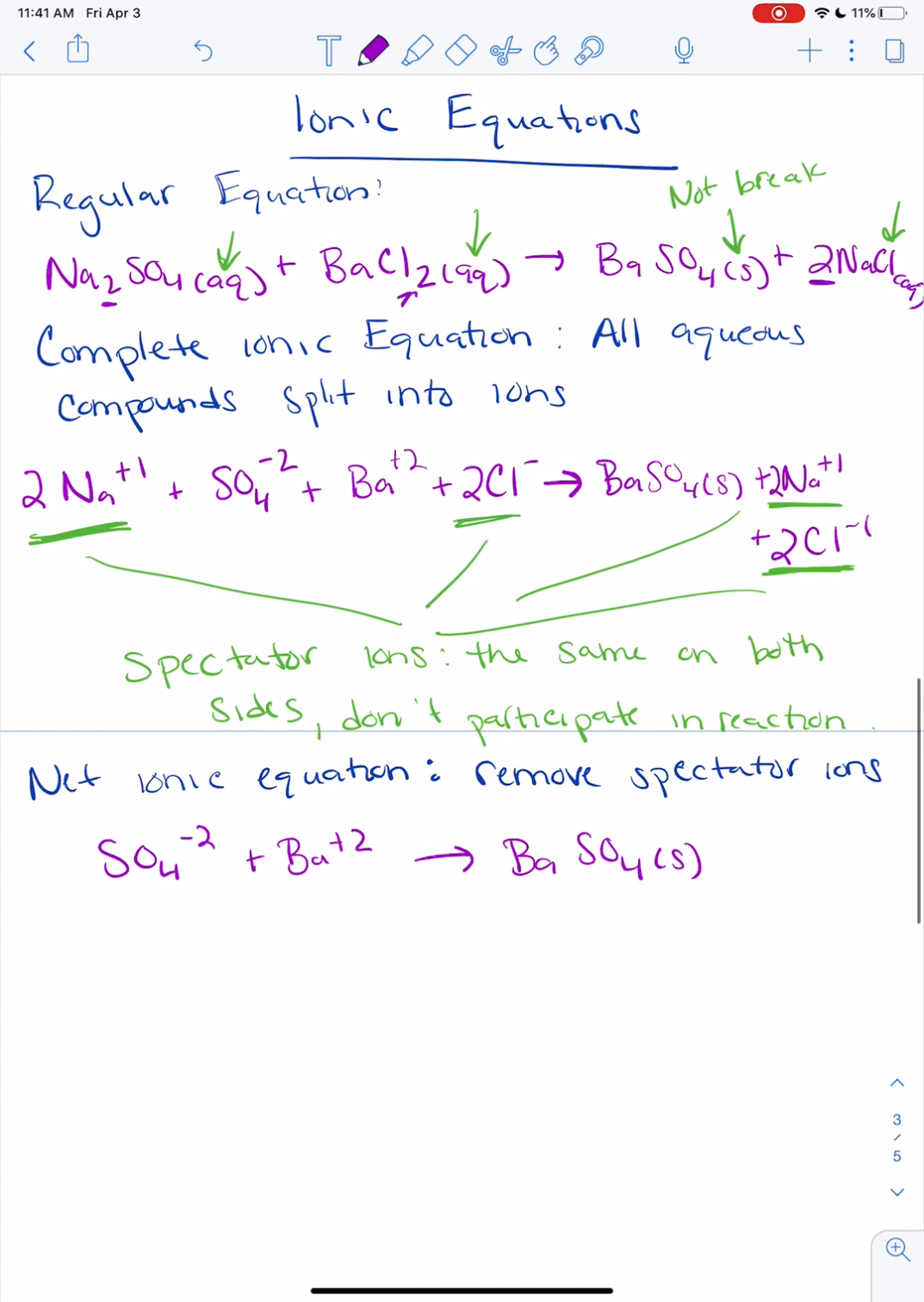So we took our regular equation, we broke them into all of the ions. Anything that was aqueous, we broke into the ions. We checked we had the right charges and the right number of ions. We identified our spectator ions as the ones that are the same on both sides. And then we remove them to write our net ionic equation. So this is everything we need to know about ionic equations.